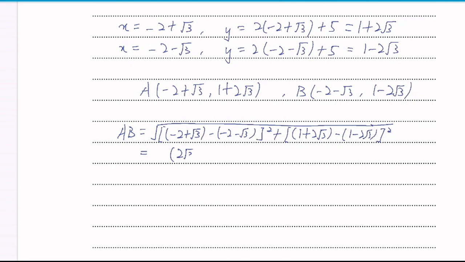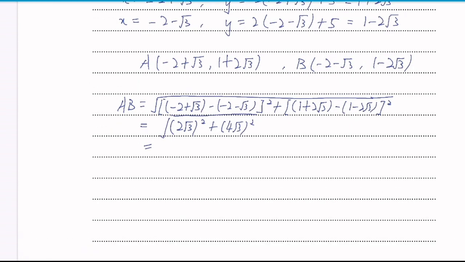This is (2 root 3) squared because the -2 will get cancelled off. The second one will be (4 root 3) squared. I think finally it will come up quite nice. This is 4 times 3, 12. This is 16 times 3, 48. So it's root 60. So that is the exact length of AB here. This is the whole process then.